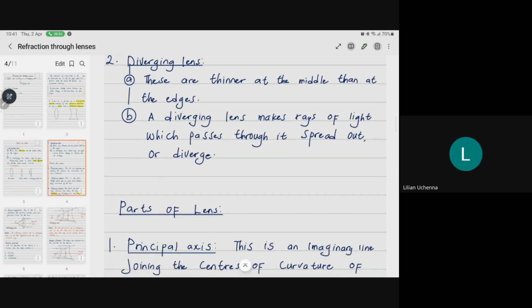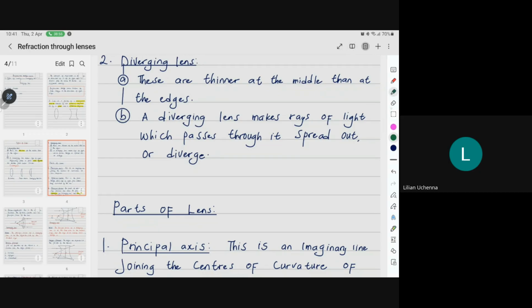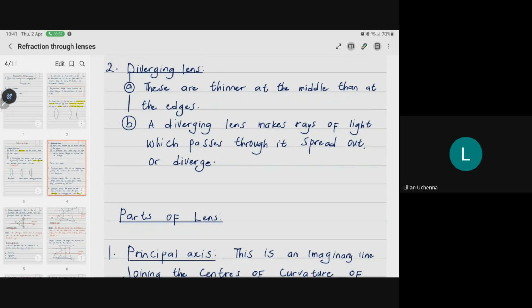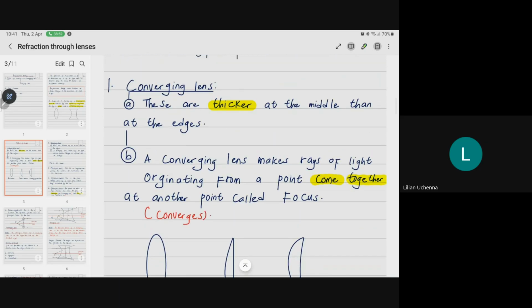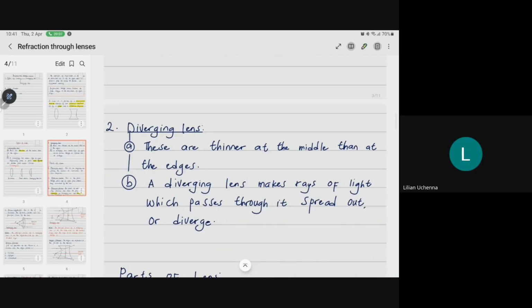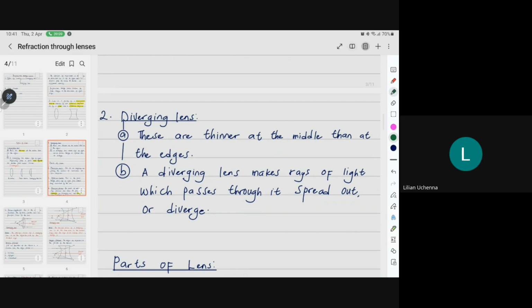Then the second one is your diverging lens. Remember what I said about the converging lens, that the middle is thicker than the edges. But for your diverging lens, the middle is thinner than the edges, right? The other one is thicker in the middle, but for this one, the middle is thinner, while the edges are thicker. You get the point now, right?